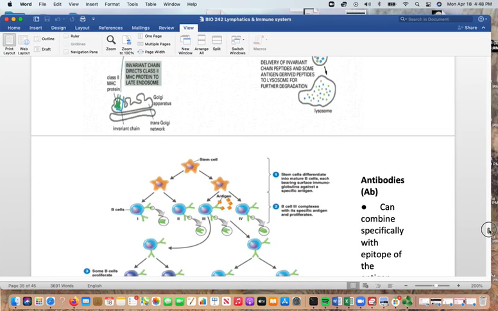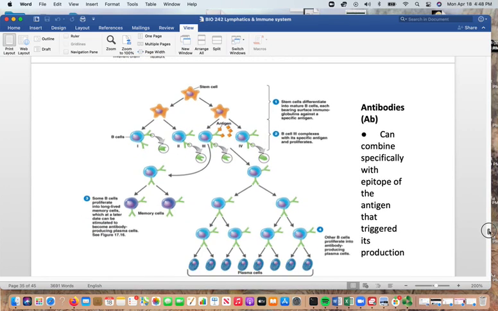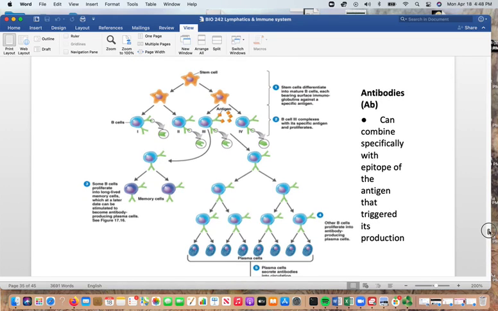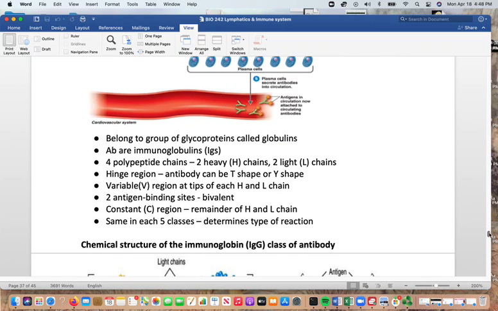So antibodies can combine specifically with the epitope of the antigen that triggered their production. So they're going to be very specific to what they will bind. They belong to a group of glycoproteins called the globulins. They're immunoglobulins. You've got 4 polypeptide chains, 2 heavy chains, 2 light chains.